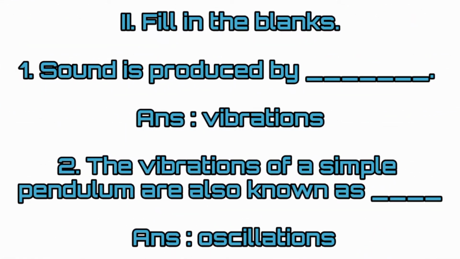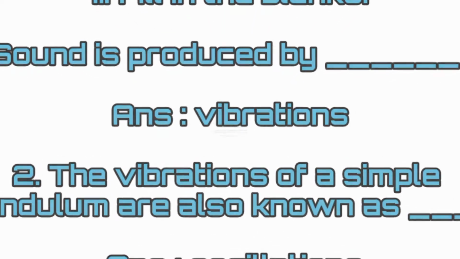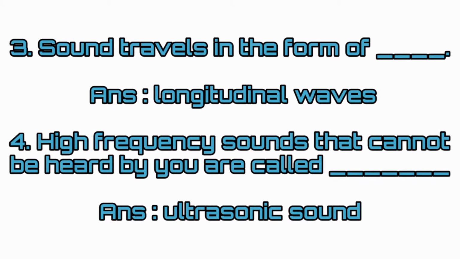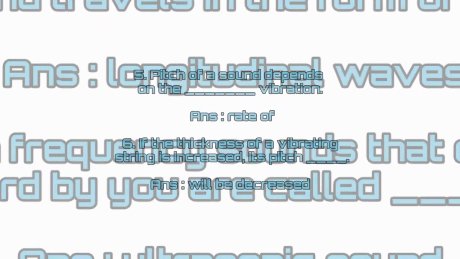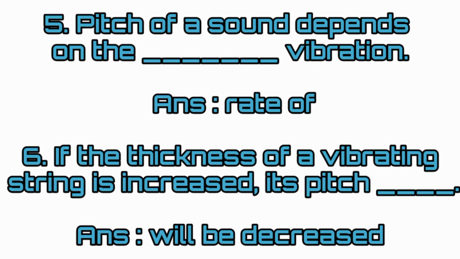Then fill in the blanks. Sound is produced by vibrations. The vibrations of a simple pendulum are also known as oscillations. Sound travels in the form of longitudinal waves. High frequency sounds that cannot be heard by you are called ultrasonic sound. Pitch of a sound depends on the rate of vibration. If the thickness of a vibrating string is increased, its pitch will be decreased.